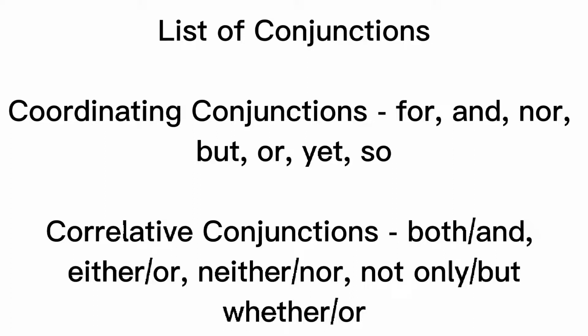List of conjunctions. Coordinating conjunctions: for, and, nor, but, or, yet, so. Correlative conjunctions: both/and, either/or, neither/nor, not only/but also, whether/or.